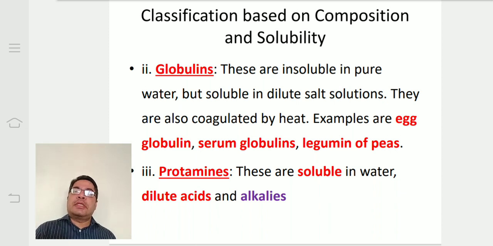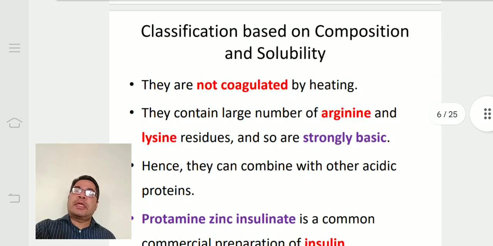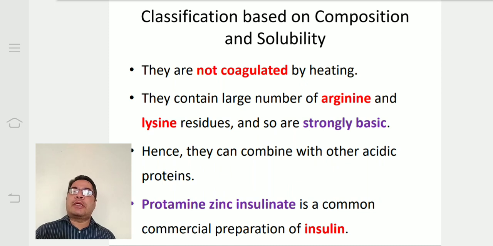Protamines. These are soluble in water, dilute alkalis, and acids. They are not coagulated by heating. They contain large number of arginine and lysine residues and so are strongly basic. Hence, they can combine with other acidic proteins. Protamine zinc insulinate is a common commercial preparation of insulin.